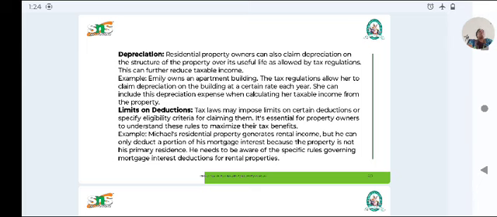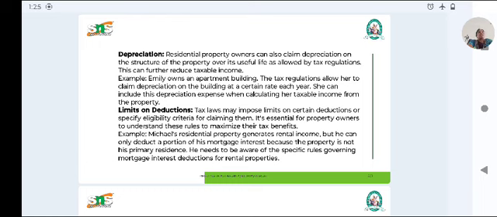Depreciation. Residential property owners can also claim depreciation on the structure of the property over its useful life, as allowed by the tax regulations. This can further reduce taxable income. For example, Amy owns an apartment building, and the tax regulations allow her to claim depreciation on the building at a certain rate each year. She can include the depreciation expenses when calculating the taxable income from the property.